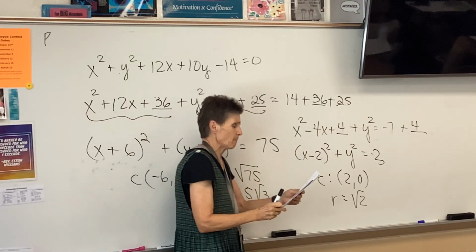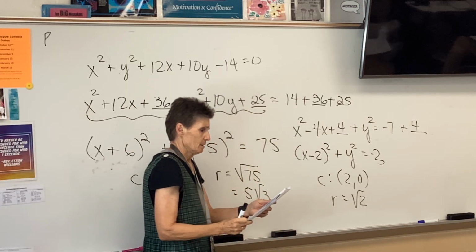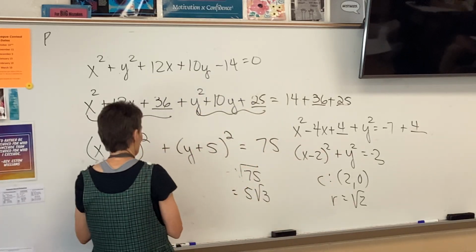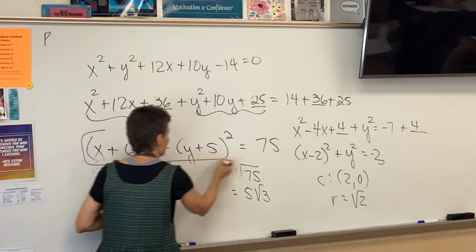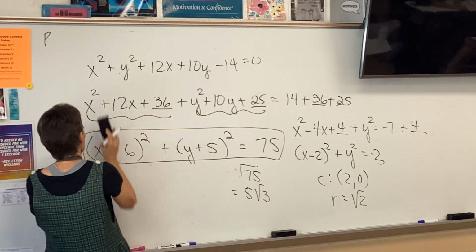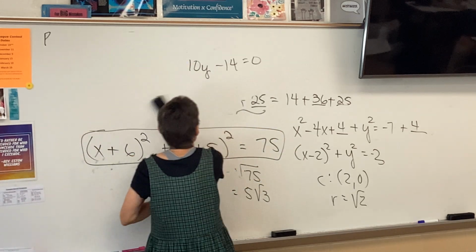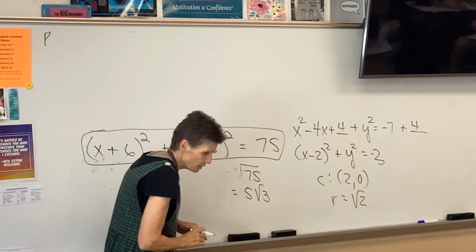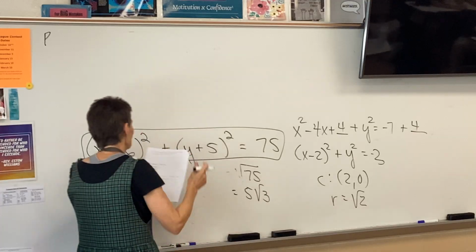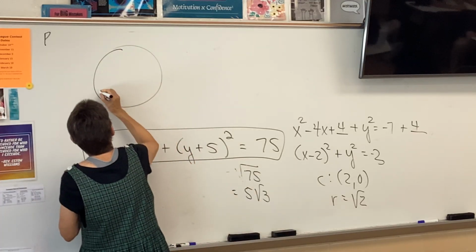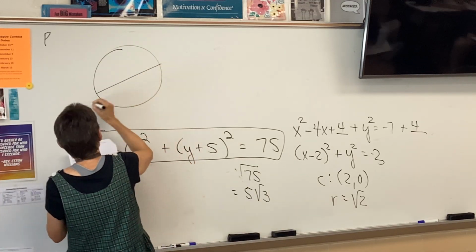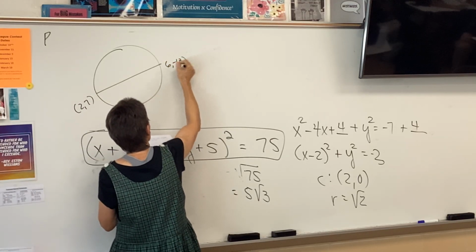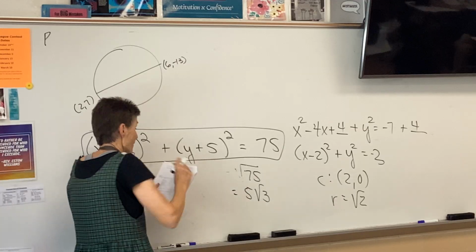All right, 15. We're going to write the equation of a circle. So this is what we're going to write. Something that looks like this, a circle. And we have a diameter. These endpoints are 2, 7, and 6, negative 13. That's all we got.